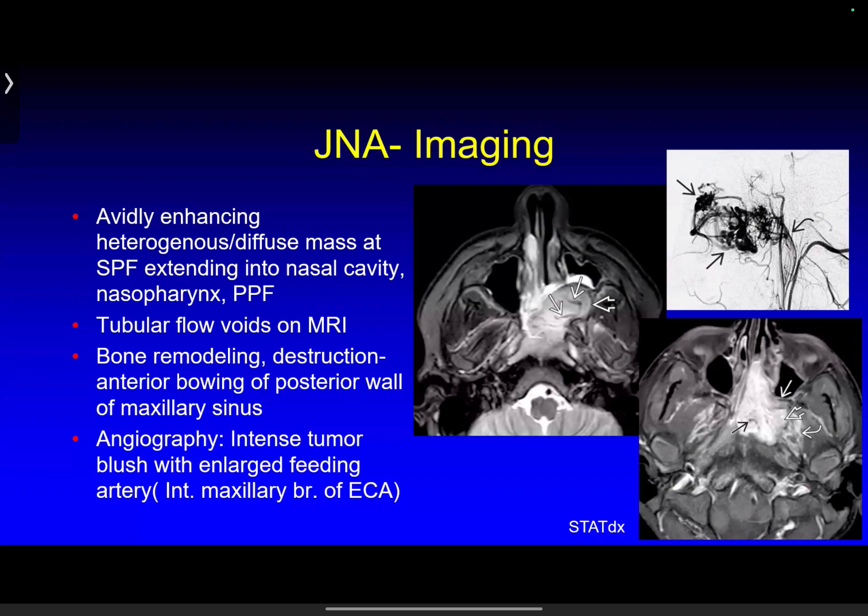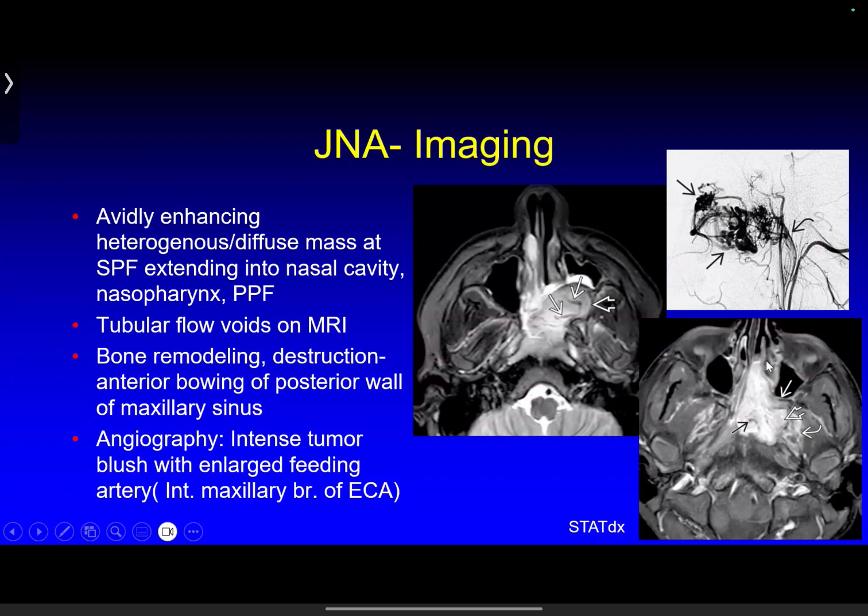On MR, they are avidly enhancing heterogeneous diffuse masses within the nasal cavity in the region of the sphenopalatine foramen. And here you will often see these, this is an axial STIR showing these serpiginous flow voids within the mass, which implies the highly vascular nature of this mass. It can extend out into the masticator space, into the nasopharynx, and characteristically produces this bony remodeling that produces anterior bowing of the posterior wall of the maxillary sinus.